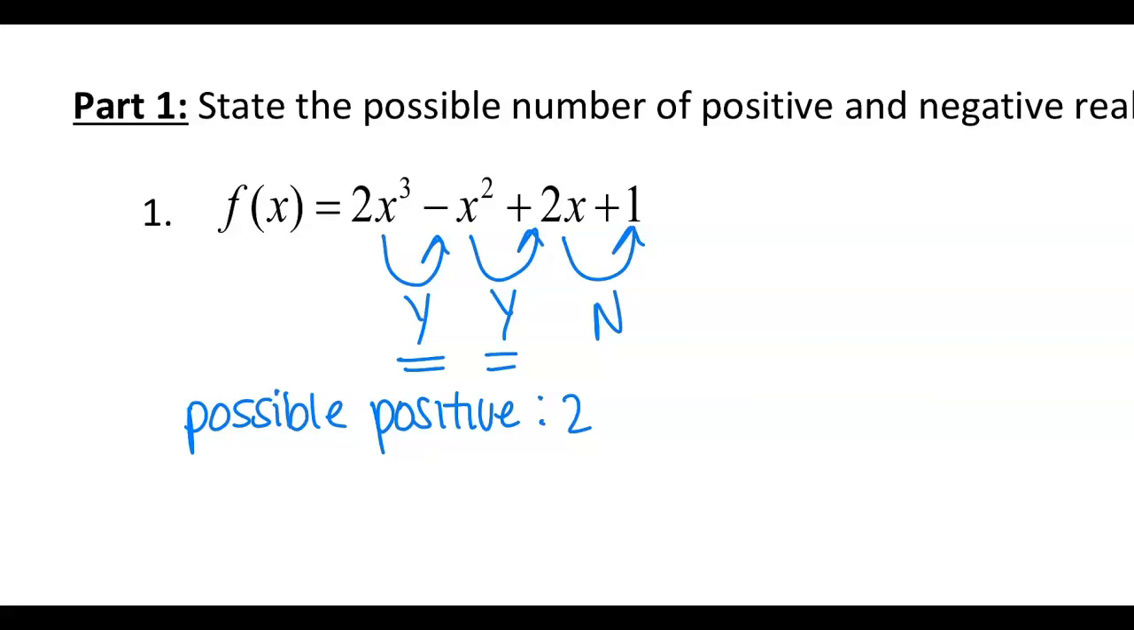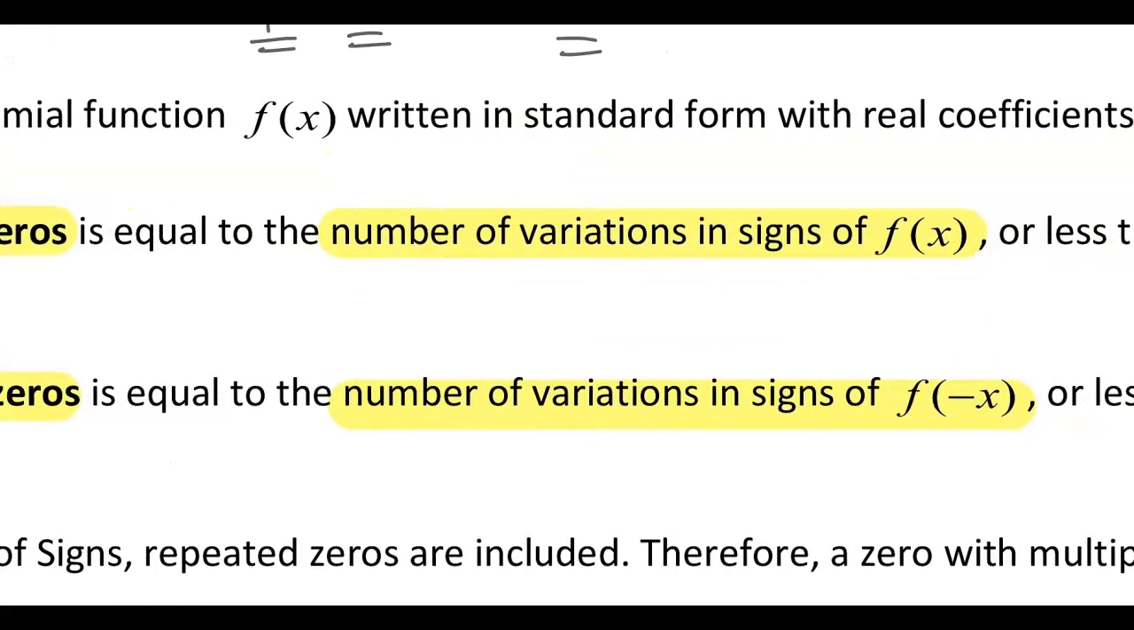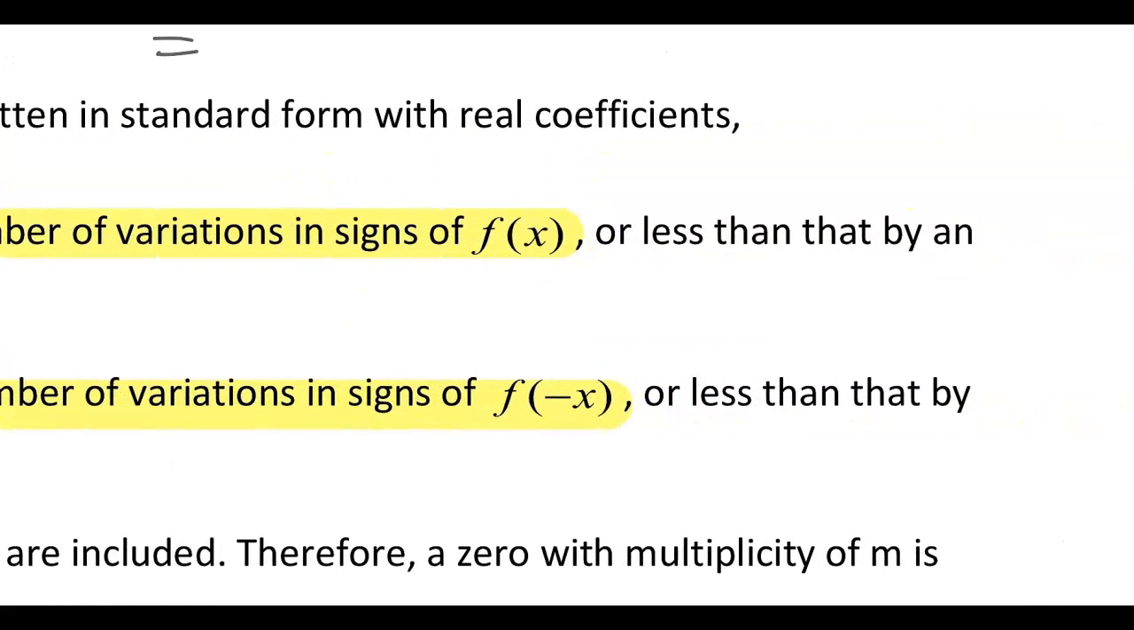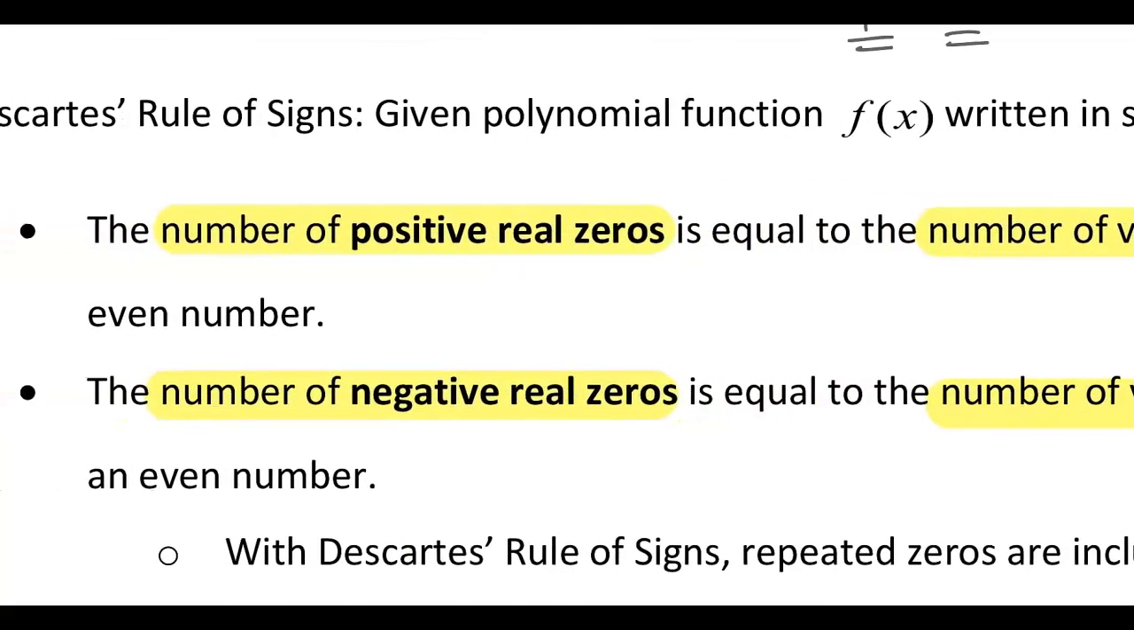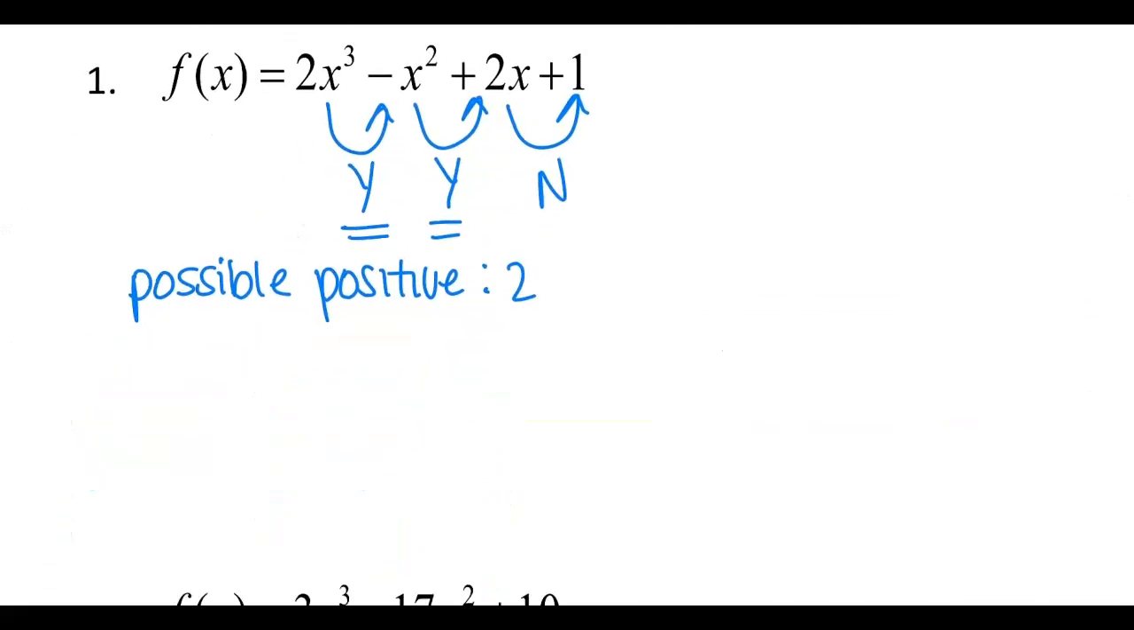I'm going to go back to the top of the page and mention one last thing. I said it could be equal to the number of variations, which we know for this question is 2, or it can be less than that number by an even number, so by pretty much a factor of 2. So whatever number you get for your possible positive zeros, take that number and subtract 2. What's 2 minus 2? 0. So we can either have 2 possible positive zeros, or we can have 0 positive zeros. We just have to actually solve it to see.